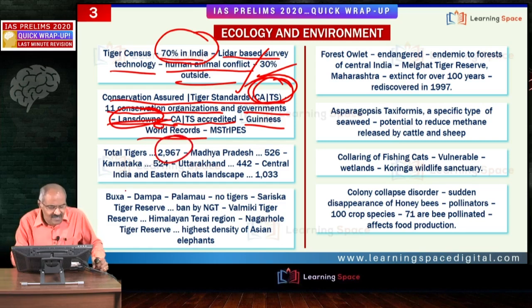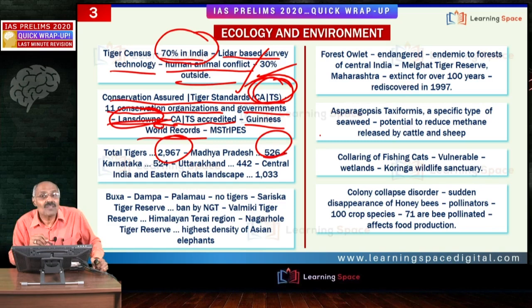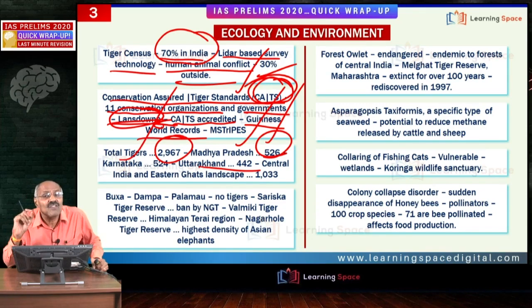If you look at the total number of tigers, 2,967. As per the Prime Minister's version, we have already doubled the number of tigers. That is the commitment. Please don't forget, in comparison to the 2006 census, India doubled the total number of tigers by 2018. Another important aspect: Madhya Pradesh has the highest number with 526, Karnataka 524, Uttarakhand 442, and these 3 put together account for around 50% of India's tigers, right? Madhya Pradesh is highest, followed by Karnataka, then Uttarakhand.